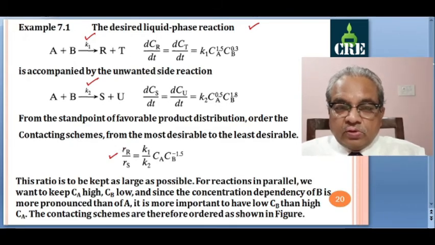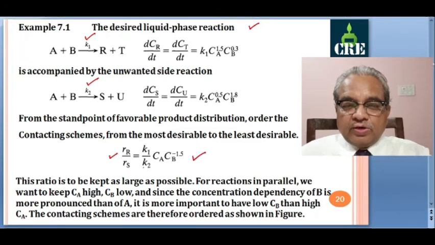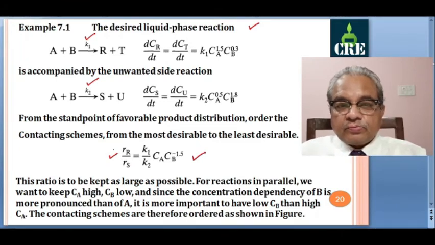So here if we consider dCr by dCs, this is same as dCt by dCu. This is nothing but K1 by K2, Ca raised to 1.5 by 0.5, so Ca raised to 1, Cb raised to 0.3 by 1.8, so minus 1.5. So this ratio we have written. Now R is desired. Same is applicable for comparing T and U.